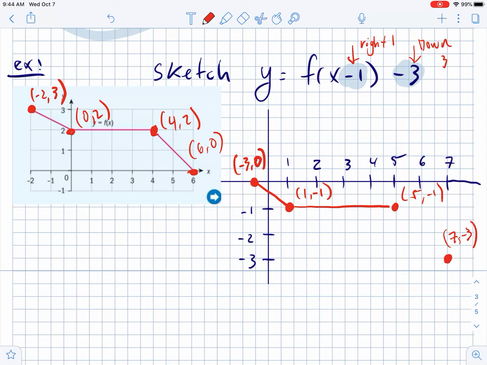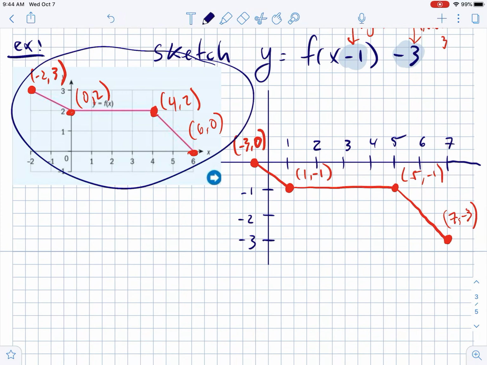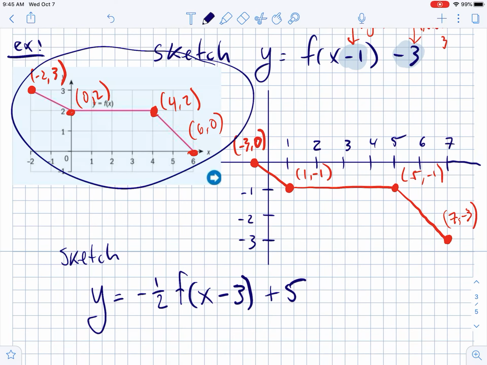So if I connect the dots, it would look something like that. So still the same shape. There's been no stretch or anything. It just got pushed to the right 1 and down 3. I imagine a test style question might be like, take this and then sketch y is equal to negative 1/2 f of x minus 3 plus 5. Something like that. Triple trouble.